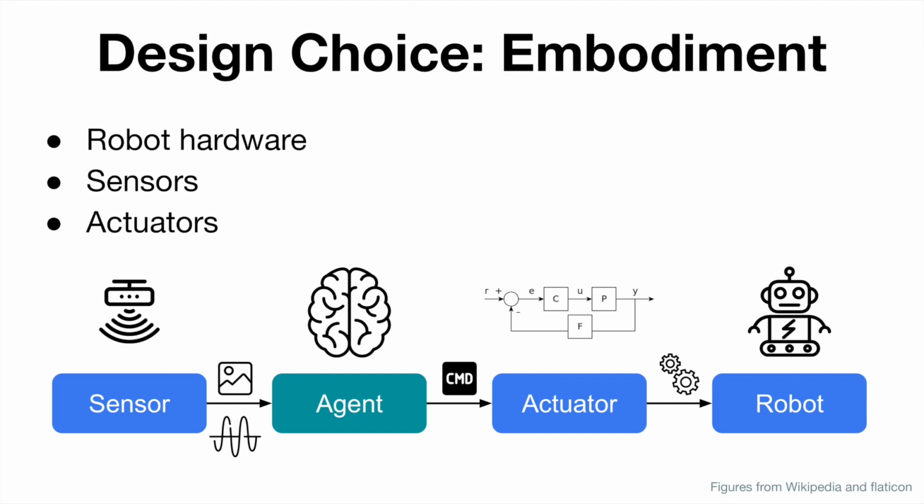Sensors perceive the physical world and send signals like images to the agent. The agent acts upon sensory information and outputs a command to actuators. The actuators equipped with the robot translate the command into what the robot can understand. For example, active joint torques.